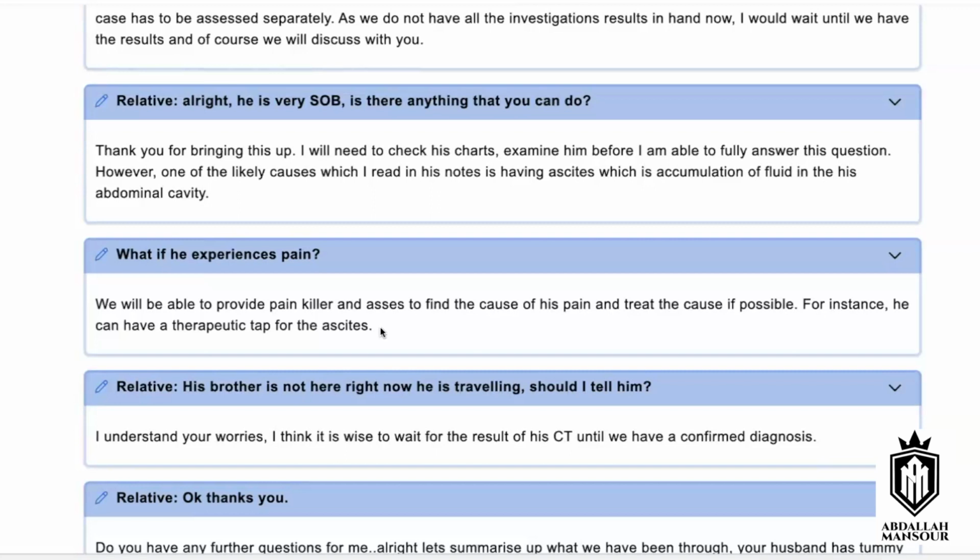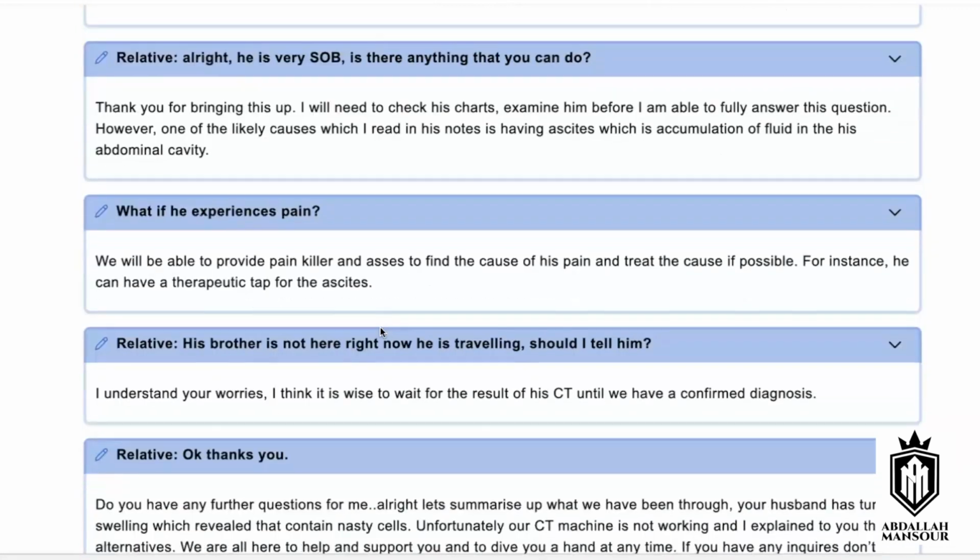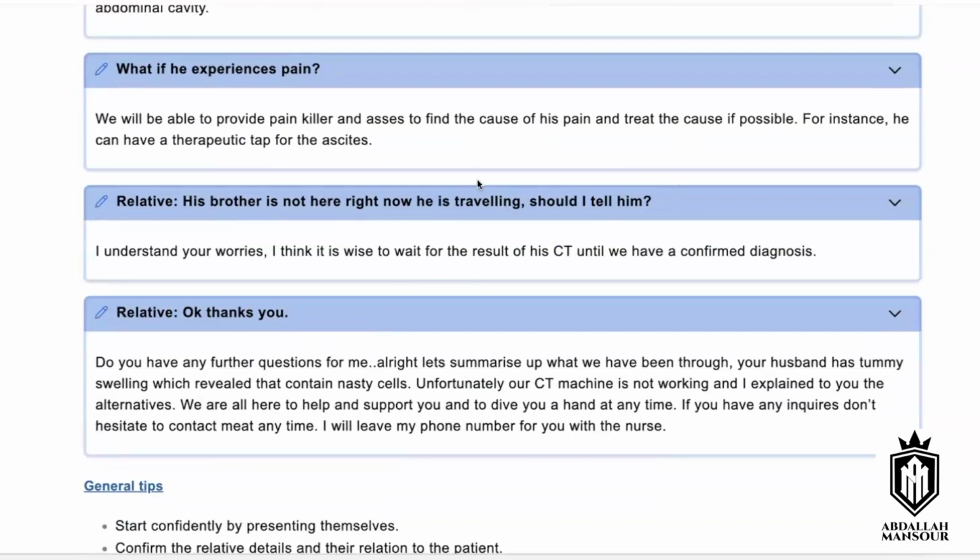So you need to say, well, I haven't seen the patient yet. I would like to go and examine him and find out what the cause is. However, my impression is that it could be fluid accumulation in the stomach causing pressure on the lung. A therapeutic tap can be considered, which is aspirating some of the fluid in the abdomen to relieve the shortness of breath.